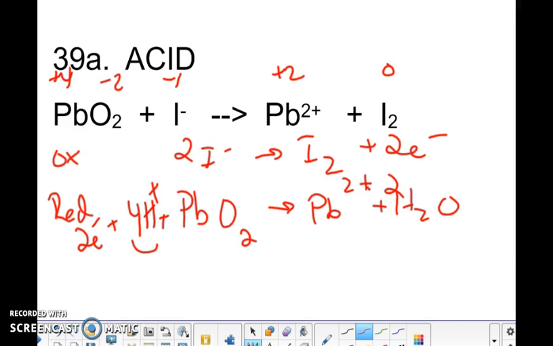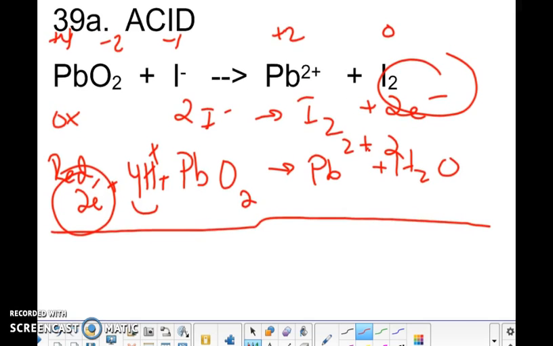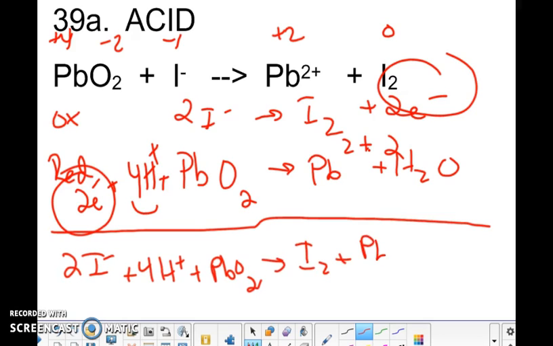Hey, what do you notice? Those 2 electrons already work out. I don't need to multiply anything. I gain 2 electrons. I lose 2 electrons. Life is good. Now let's just add everything together. Let me scroll this up a little bit. And let's put 2I minus plus 4H plus plus PbO2 yields I2 plus Pb2 plus plus 2H2O. Once again, this is in an acid condition, so I don't need to do anything funky. Don't worry, I'll come up with a base shortly.